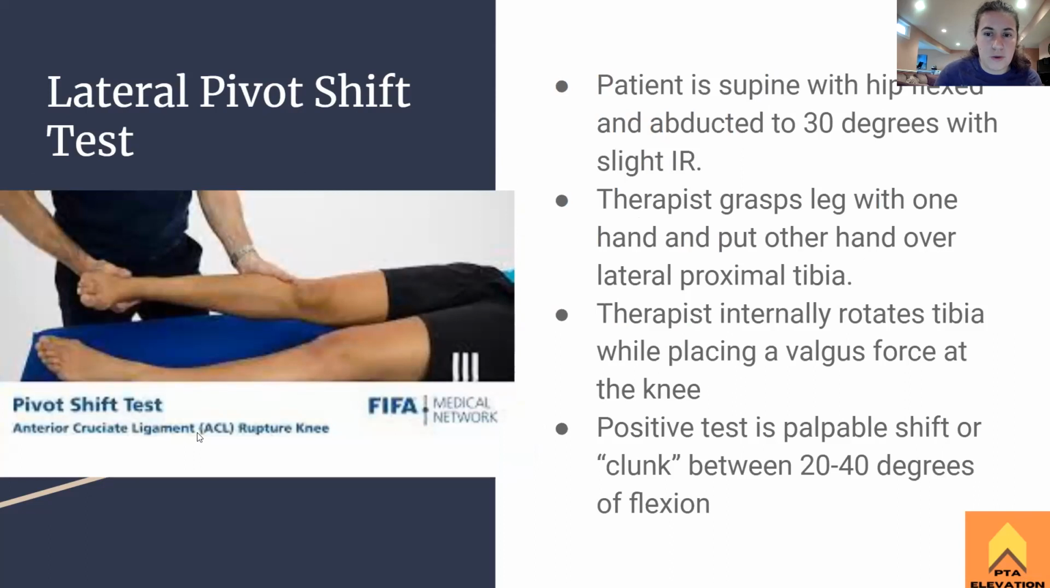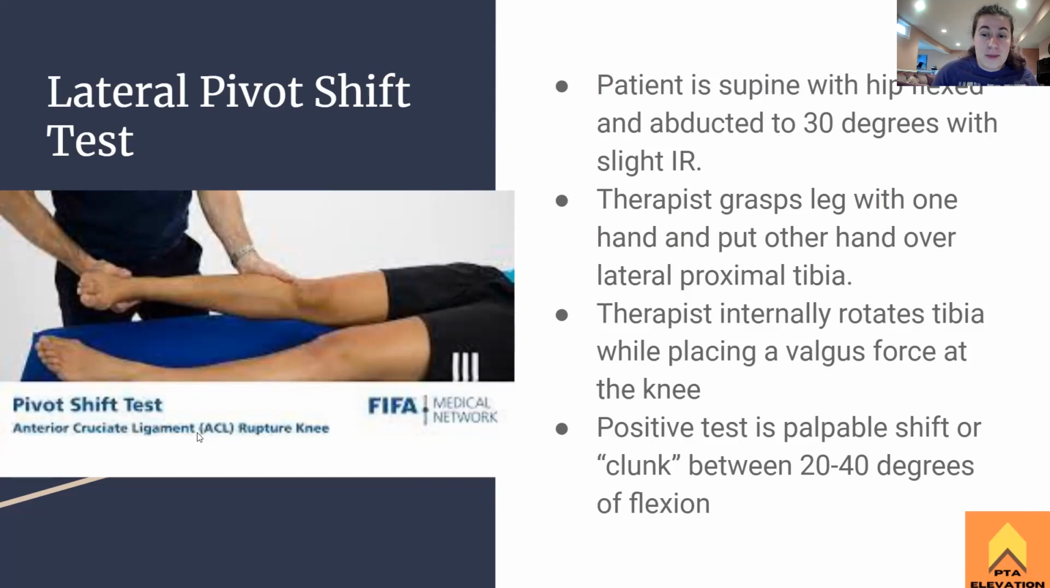And then we're going to turn the tibia into slight internal rotation. The therapist is going to grab part of the leg with one hand, and the other is going to be over the lateral area of the proximal tibia. So they're probably going to grab around the foot and then put their other hand on the proximal tibia. They're going to internally rotate the tibia, so they're going to push forward. And then they're also going to use that proximal hand at the proximal end of the tibia to add a valgus stress to it. So they're twisting in and they're pushing in as well, which I just feel like will be very uncomfortable. I know when it was done on me in class, I was like, ew.